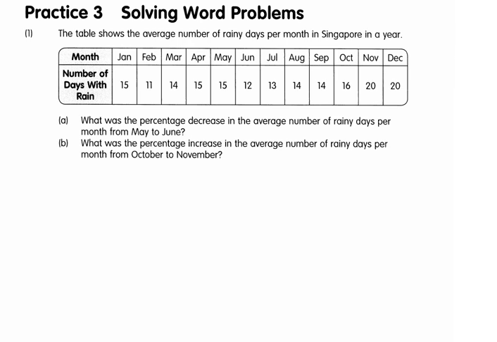Damiel, stop hitting the table. The table below shows the average number of rainy days per month in Singapore in a year. Okay, so what was the percentage decrease in the average number of rainy days per month from May to June?